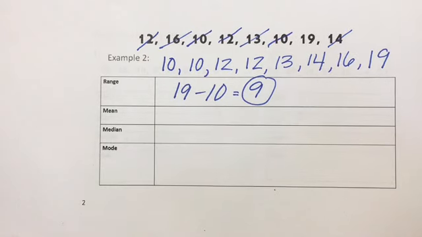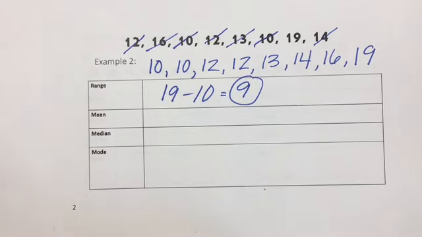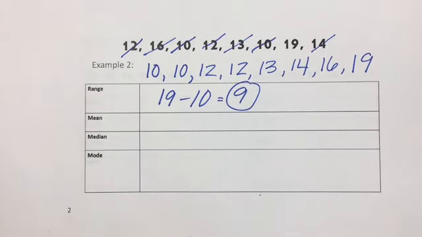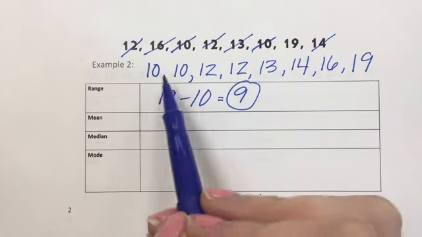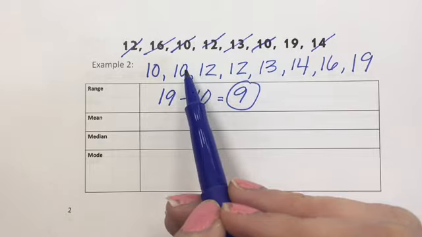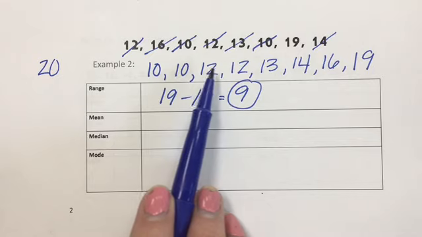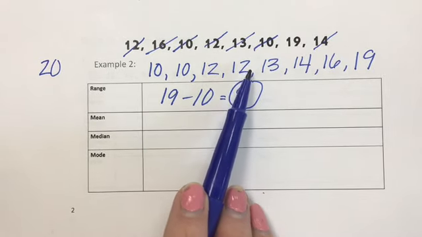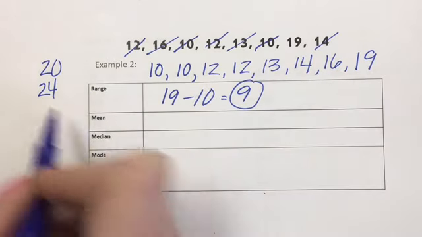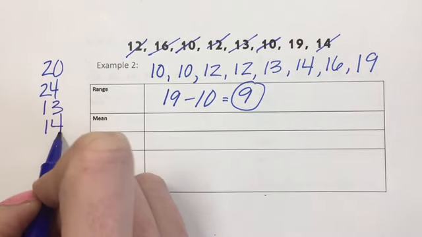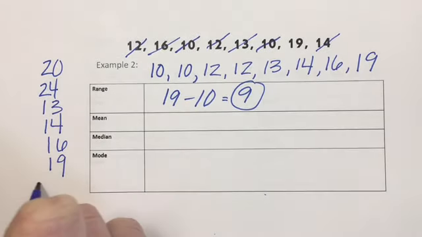Moving to our mean. Our mean is where we sum the scores and divide by the quantity of scores. So let's do some of it mentally and we'll do some of it off to the side. 10 and 10 give us 20. Let's write that number over here, 20. So we have 10 and 10 already covered. 12 and 12 give us 24. And then let's just bring over 13, 14, 16, and 19. We could probably save a little bit of time if we did some of those mentally, like 14 and 16, but we'll just write them all out.